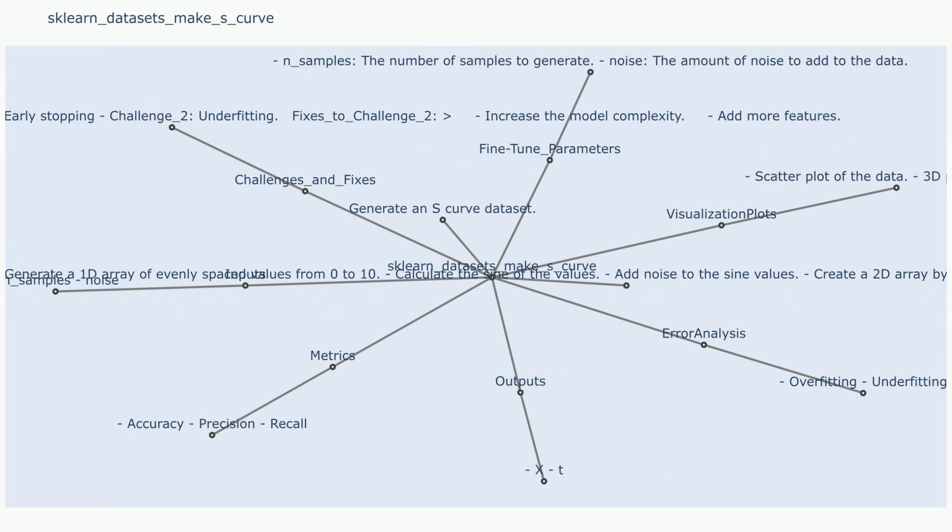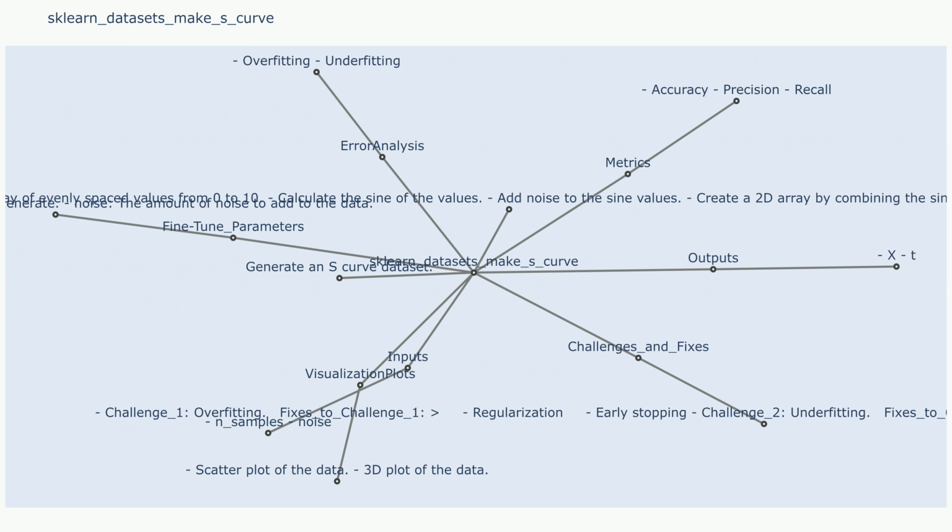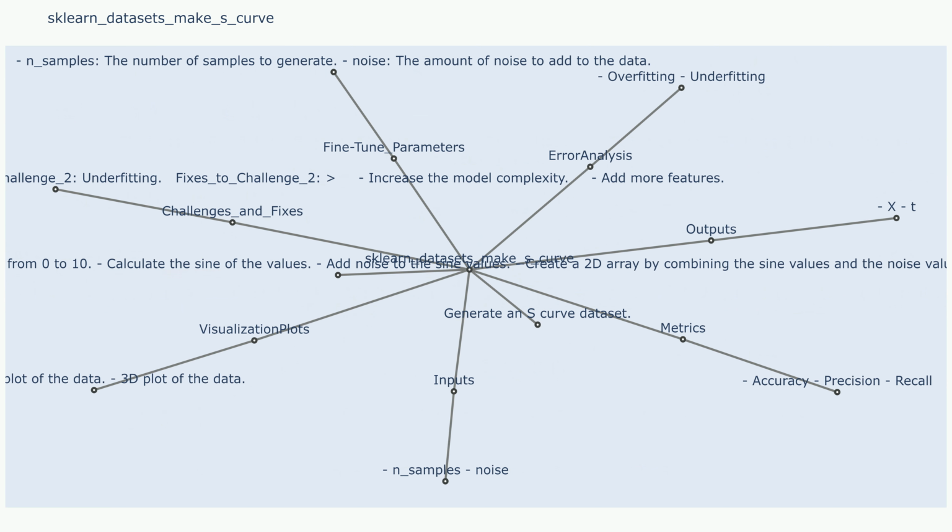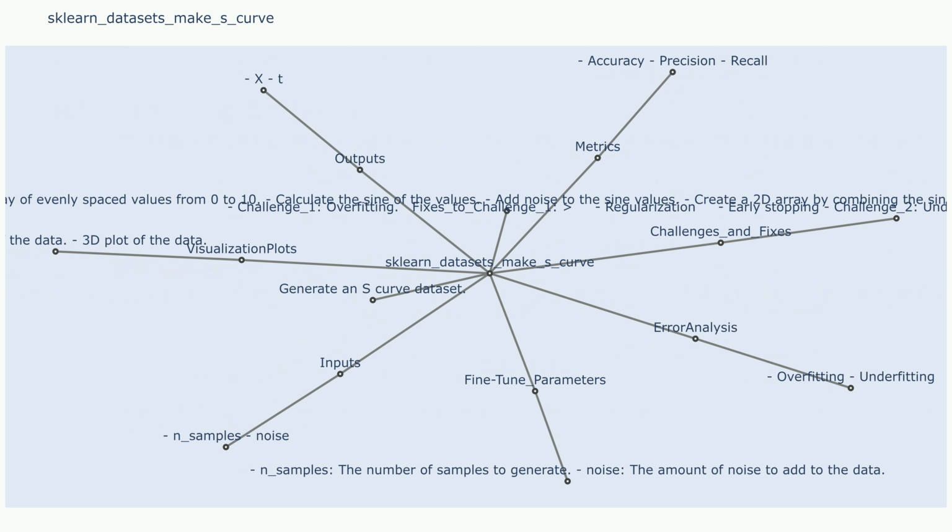Inputs. N samples, the number of samples to generate. Noise, the standard deviation of the Gaussian noise to add to the generated data. Outputs. X, the generated dataset of shape n samples by 3, representing the 3D coordinates of each sample point. T, the underlying parameter values of the S-curve. This is a one-dimensional array of shape n samples, representing the position of each sample point along the curve.